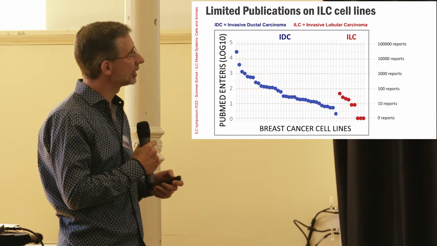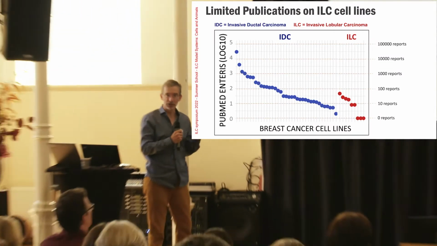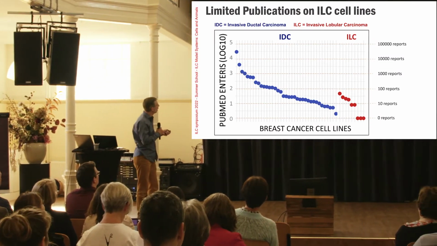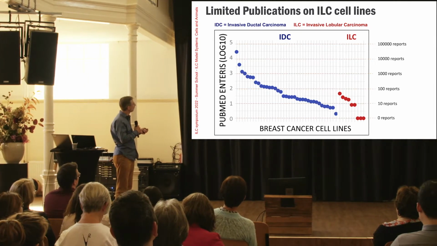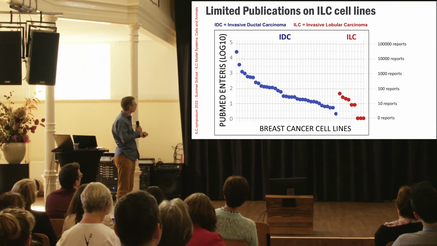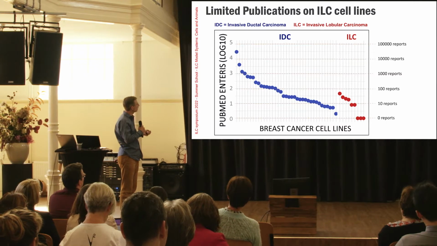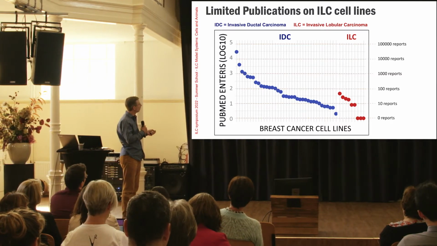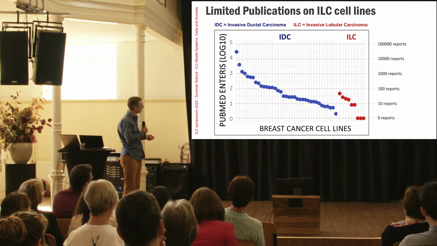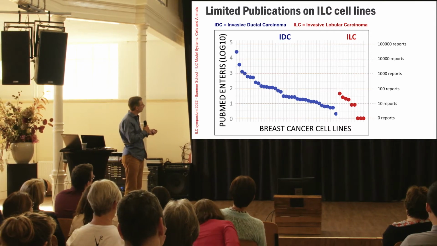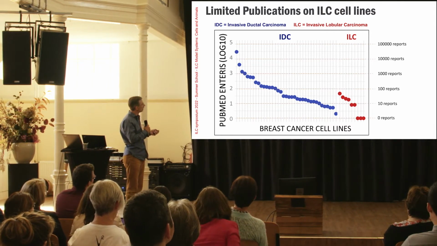And that's reflected actually in the number of publications for each of those cell lines. So this is a graph of the number of publications on a log scale. This is PubMed entries on a log 10 scale by cell lines. So cell lines is across here. There's about 60 cell lines here. In blue is the IDC or NST cell lines.